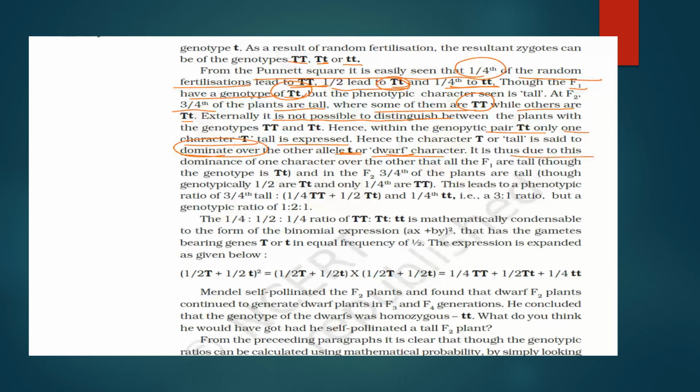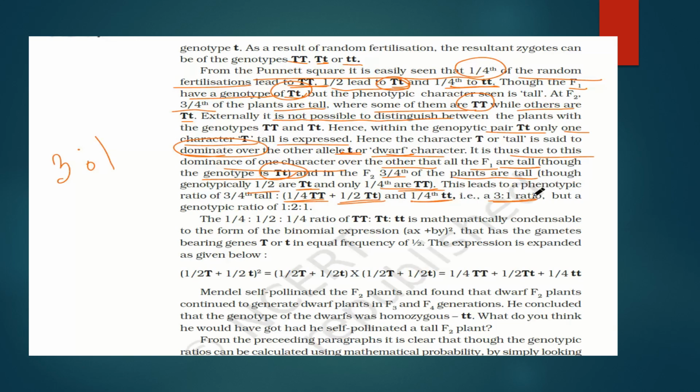Now, it is due to the dominance of one character over the other that all the F2 are tall, though the genotype is not all TT. Now, in the Punnett square, we have seen that in F2, 3/4 of the plants are tall, though genotypically half are Tt and only 1/4 are TT. So, this leads to the phenotypic ratio of 3:1. Out of this 3, the genotype is 1/4 TT and half Tt. And the rest, 1/4, is tt.